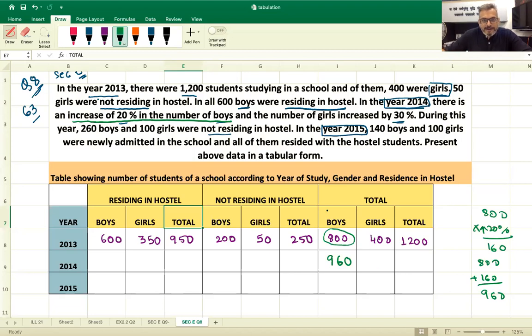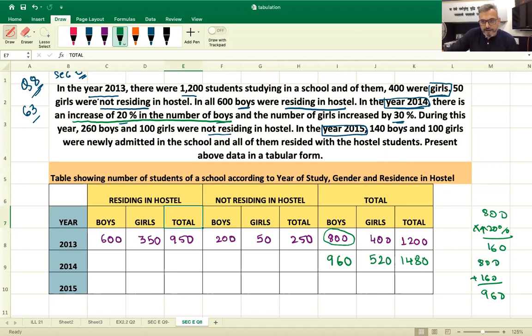Now, the number of girls increased by 30%. So, up 30%, 400 का 30% is 120. So, ये हो गया 520. So, total कर लो, 960 plus 520, 1480. Now आगे बढ़ते हैं.